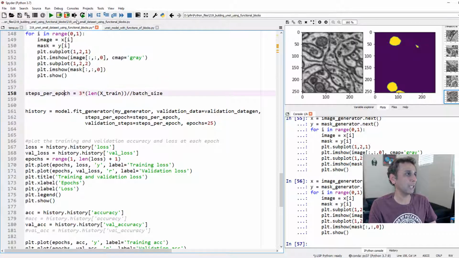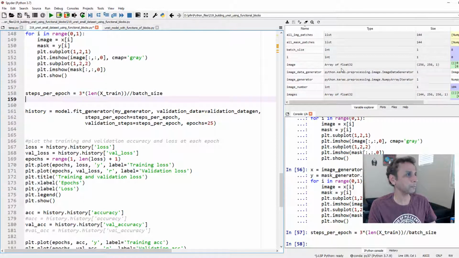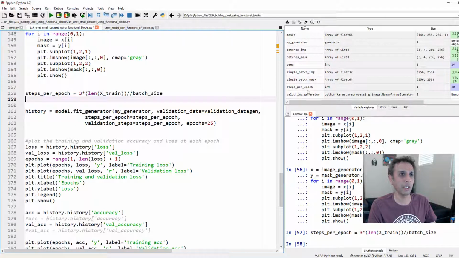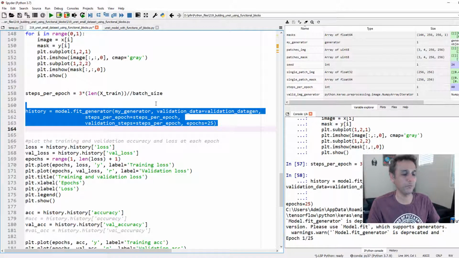Let's define steps per epoch. I'm leaving this to the steps per epoch, which I think is 40. Let's look at steps per epoch. 40, because this worked out for us the last time. And now let's fit the model. Let's go ahead and only do 25 epochs. Again, if you test this out, go ahead and do 50 epochs.